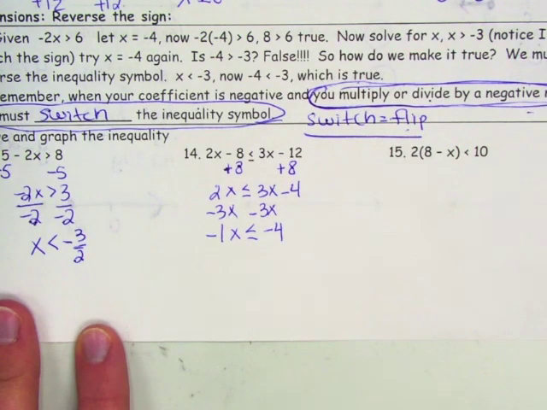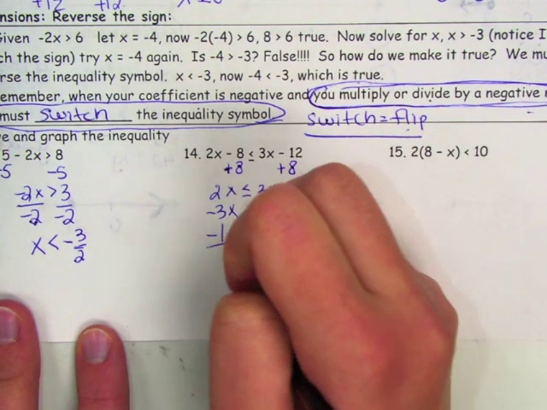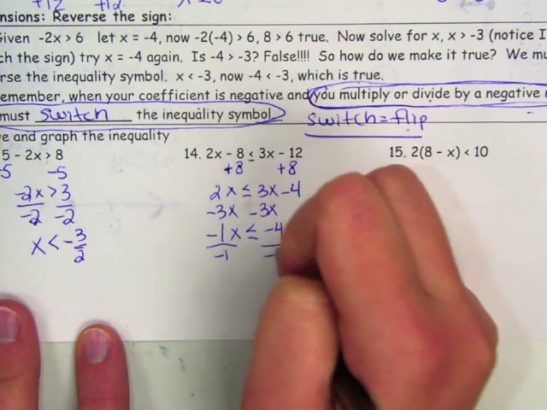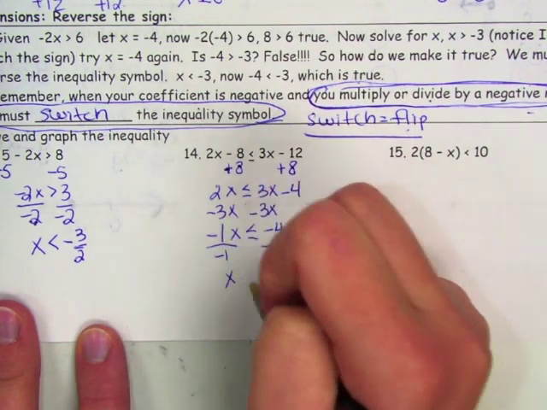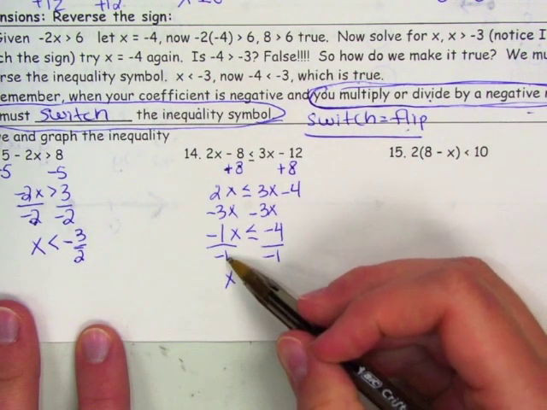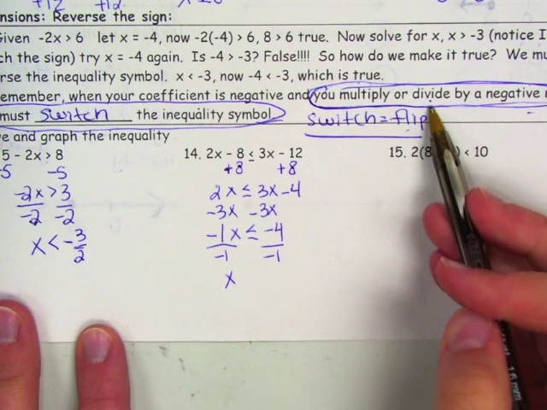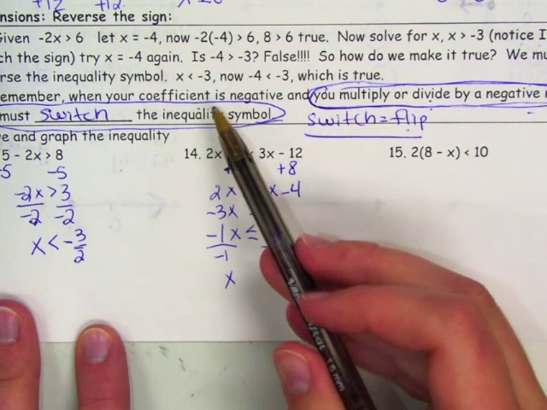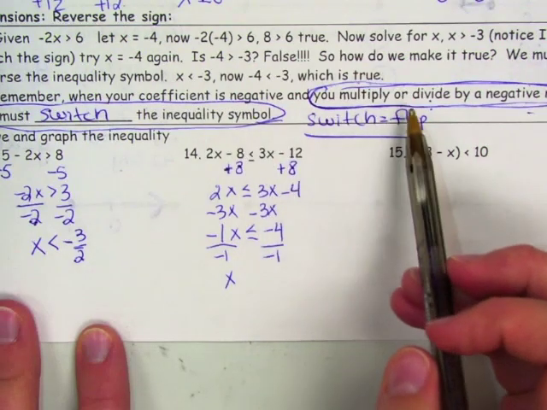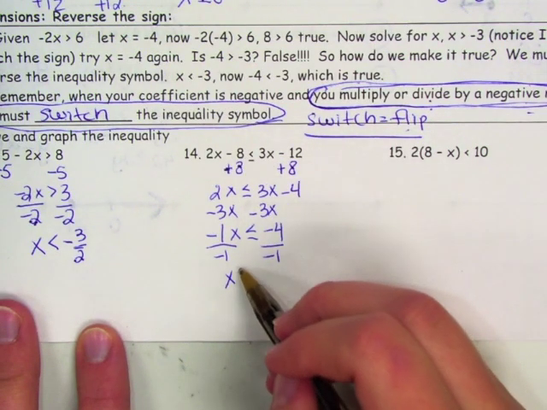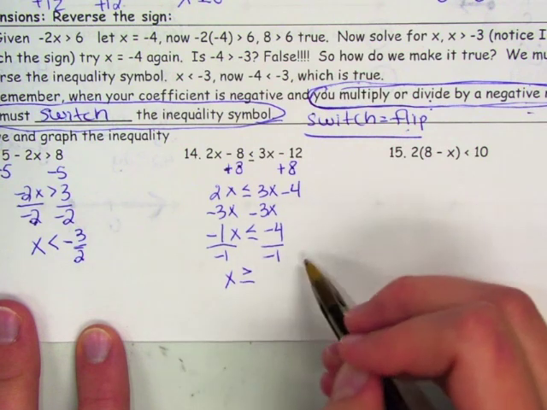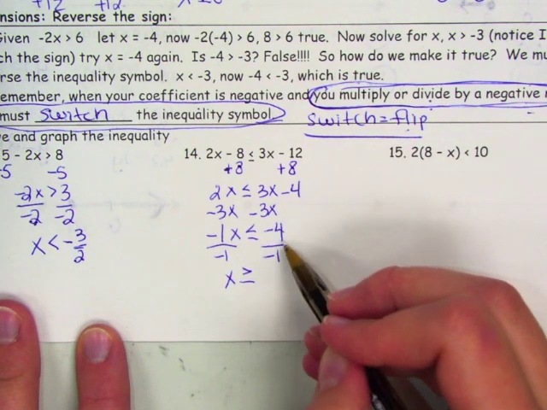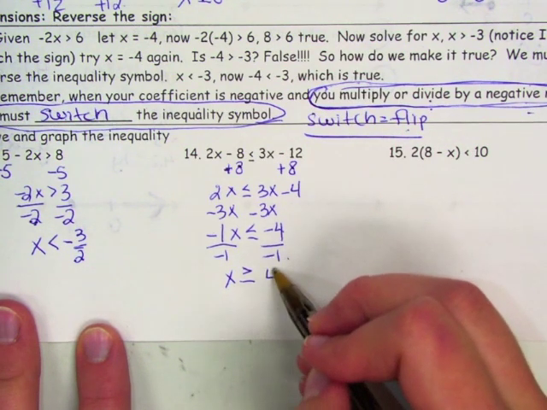Now to get x by itself, I need to divide both sides by negative 1. So this side I'll just have x. Since I divided by a negative, I need to go look at my rule. I divided by a negative number, so that means I need to switch the inequality sign. Switch means flip. So I'm going to switch it to make it go the other way. Now negative 4 divided by a negative 1 gives me a positive 4.